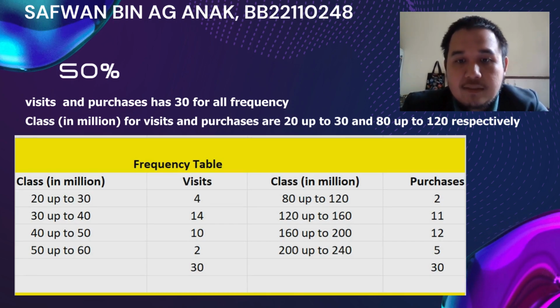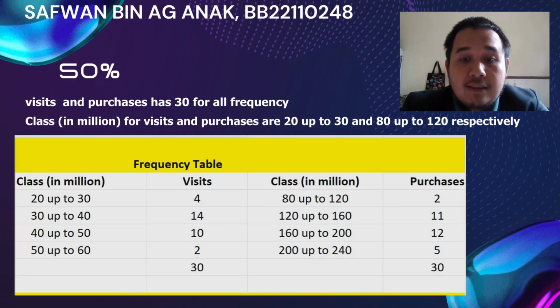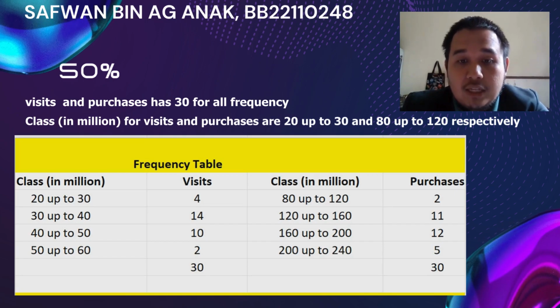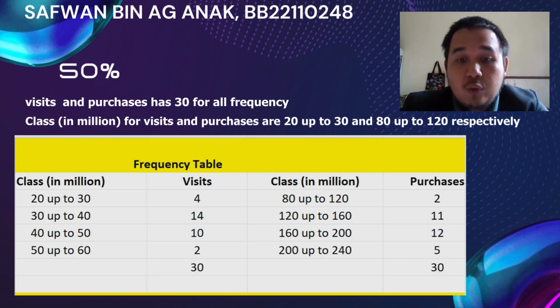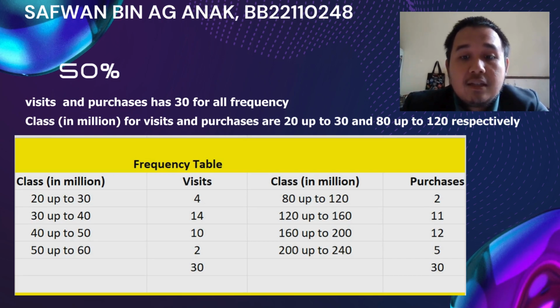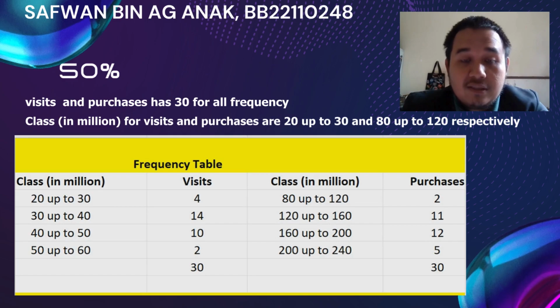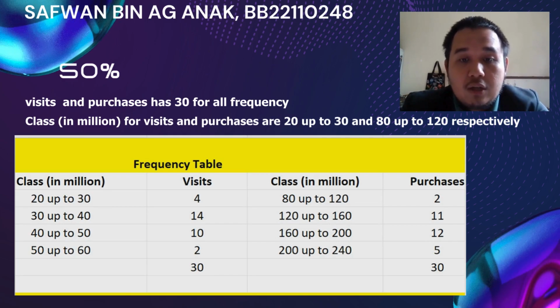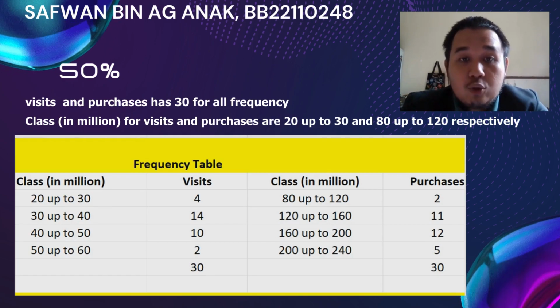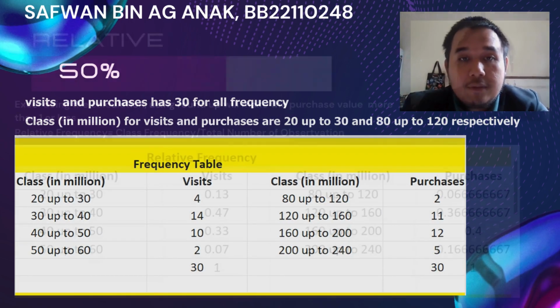For the purchases, we can look there. 80 up to 120 was the smallest value class in million, and the highest one is the 160 to 200 class in million, where they got 12.